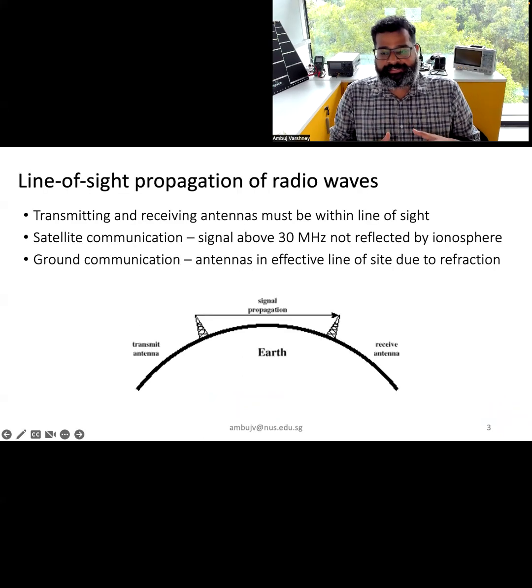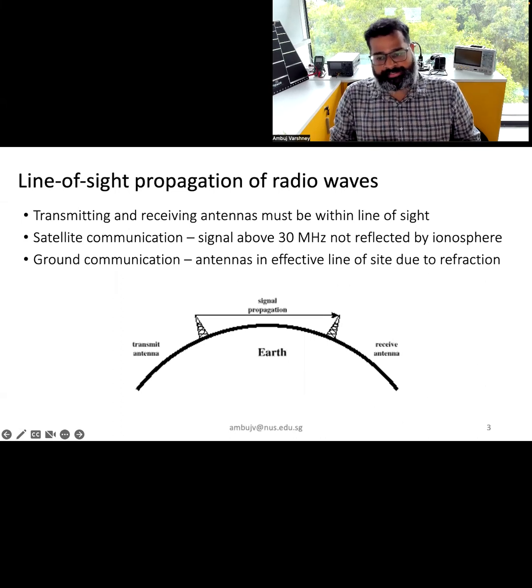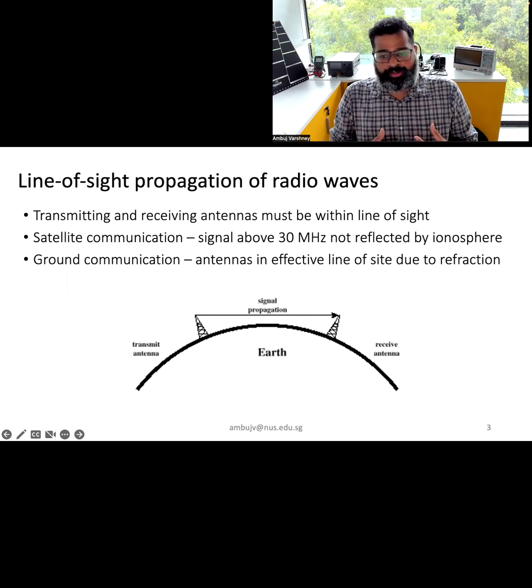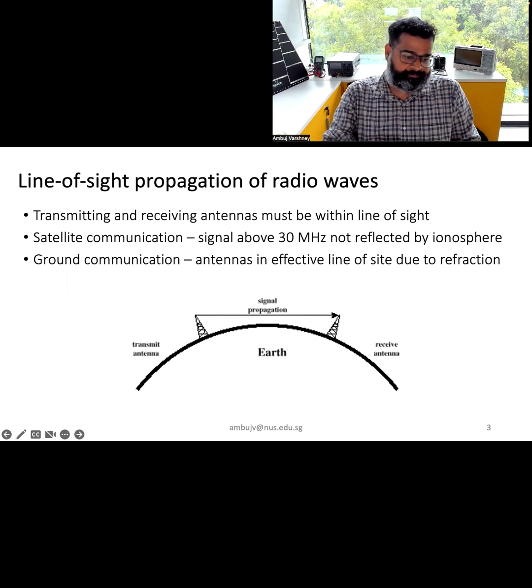So wireless communication systems in our daily life mostly rely on line of sight propagation. We had covered this in the first lecture. And this propagation takes place typically when the frequency of the radio waves is above 30 megahertz. So let's explore how to calculate signal strength and the communication range for this specific propagation mode for radio waves.